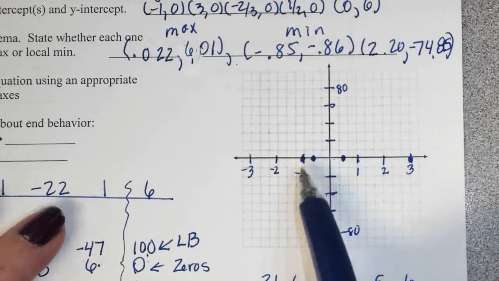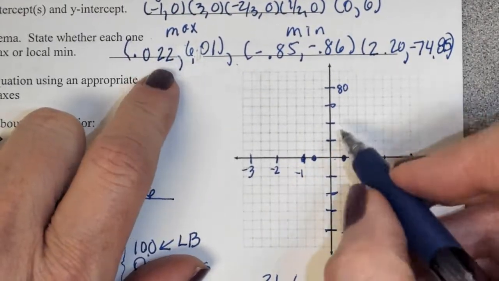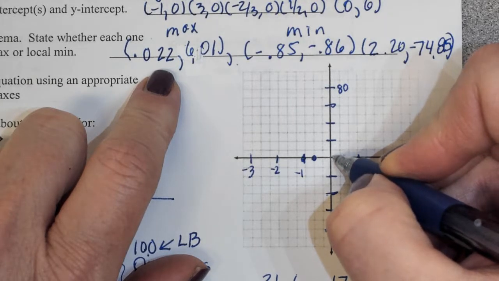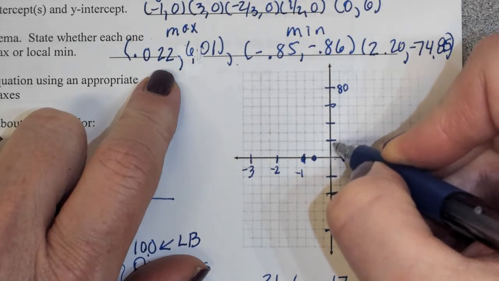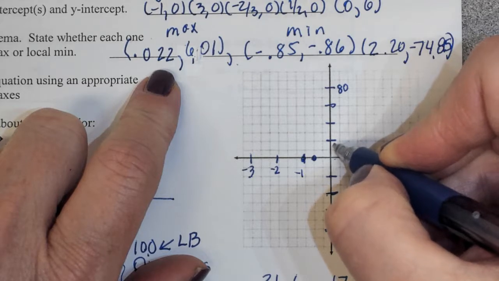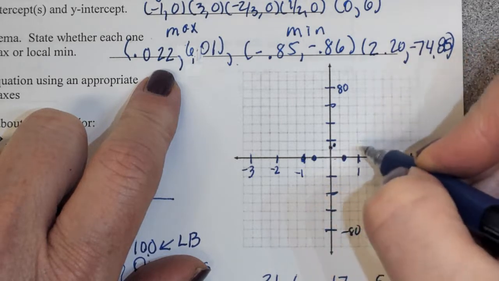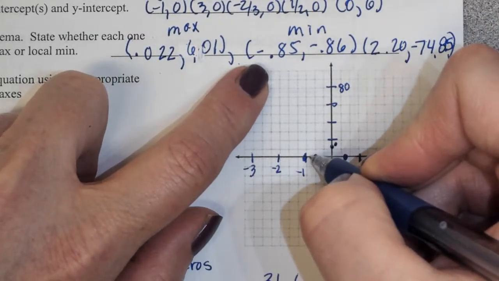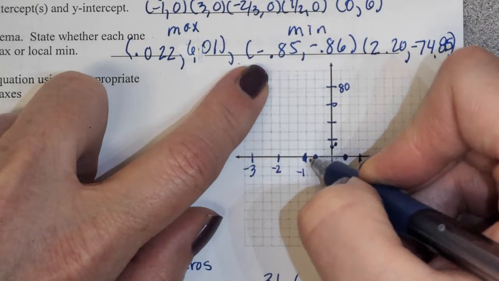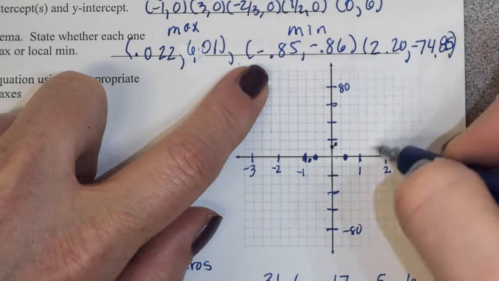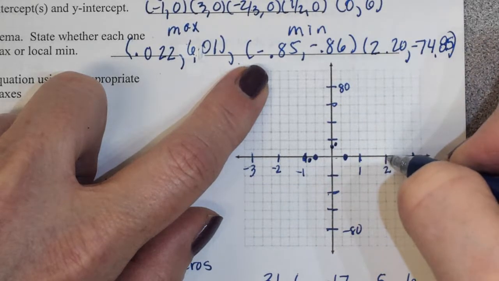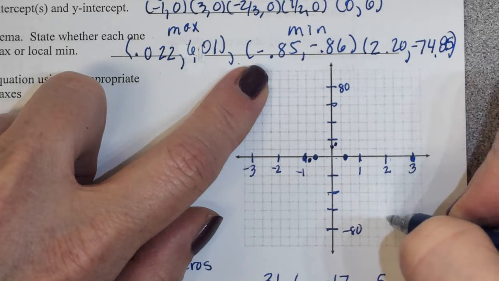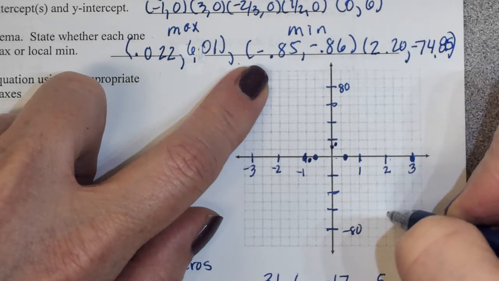So now I'm going to go ahead and plot those. 0.022 is going to be really close to that, and 6.01, right about there. I've got that other y-intercept right next to it as well. Negative 0.85 is going to be right about there, just barely below that axis. And then 2.2 and negative 74 is going to be right about there.